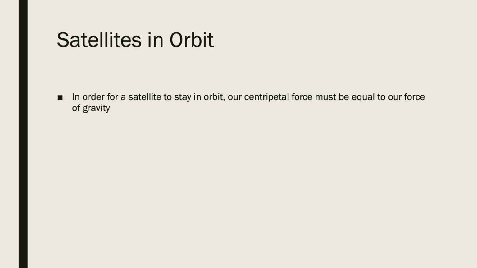Okay, so we looked at escape speed. Now we're going to look at satellites in stable orbits. So in order for a satellite to stay in orbit, our centripetal force must be equal to our force of gravity, and they must balance out. If they are not balanced, one of two things will happen. One is the object will get closer and closer to Earth, eventually coming back to it, or it will go in wider and wider orbits and then eventually disappear out into space.